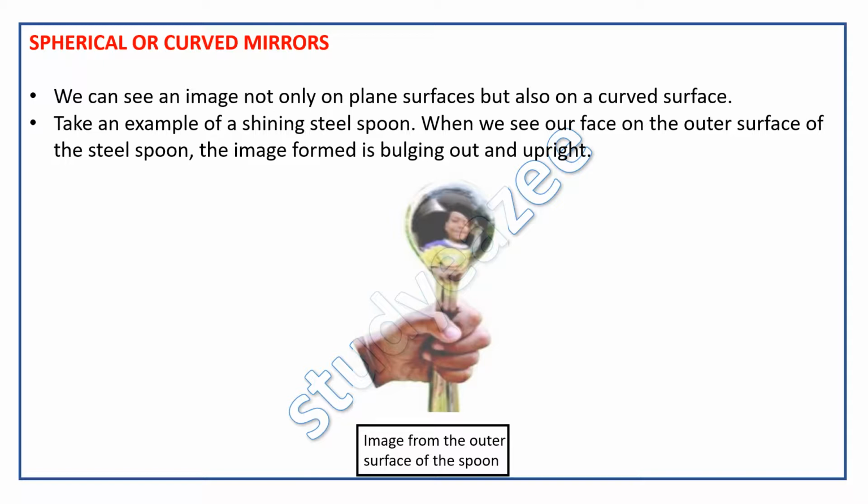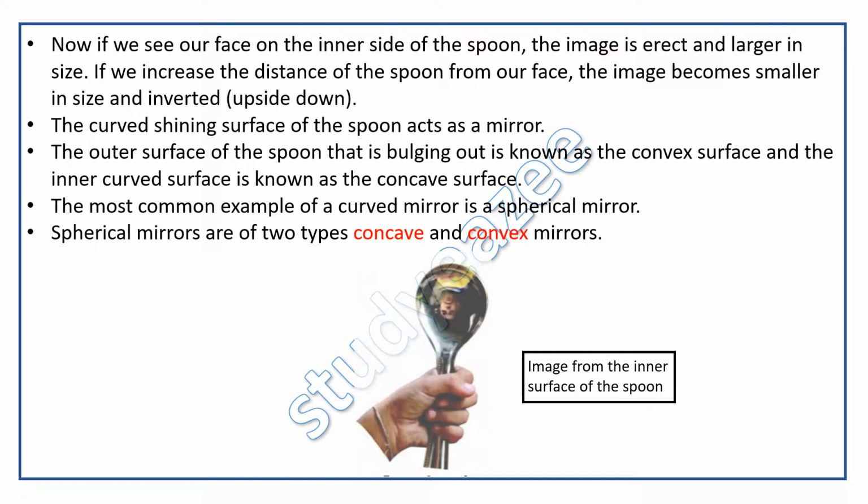surface. Take an example of a shining steel spoon. When we see our face on the outer surface of the steel spoon, the image formed is bulging out and upright. Now, if we see our face on the inner side of the spoon, the image is erect and larger in size. If we increase the distance of the spoon from our face, the image becomes smaller in size and inverted, that is upside down. The curved, shining surface of the spoon acts as a mirror.